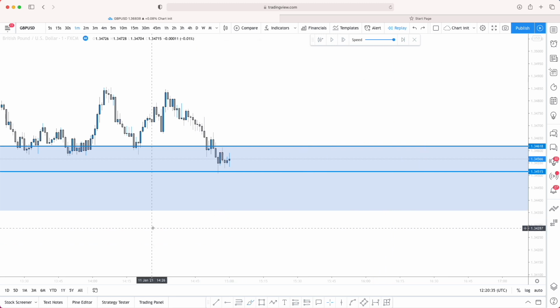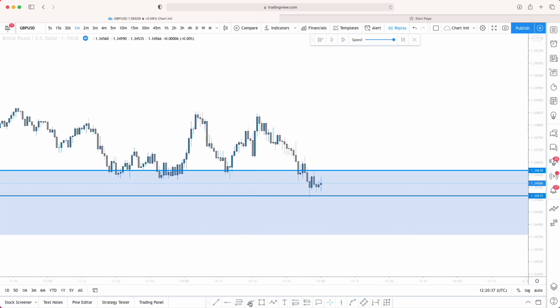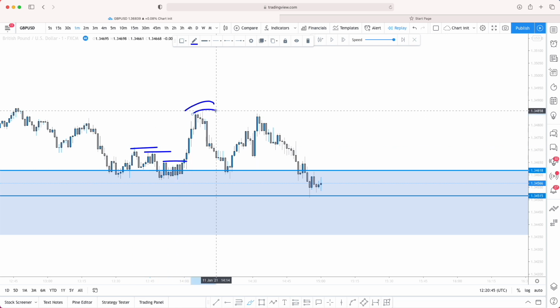So if we're thinking about it from this perspective, what can we see? Here we have this impulse, right? It clearly breaks structure, right? And yes, we can probably think that price is going bullish at this point. But is price confirmed as a bullish trend? No, because we don't have a successful retrace which breaks the structure just yet.